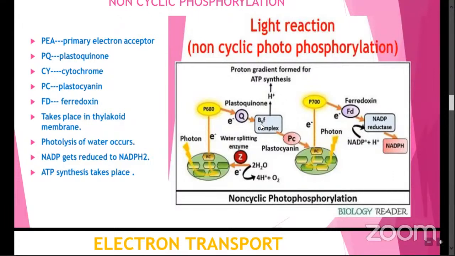But this phosphorylation is located at this complex area only in non-cyclic photophosphorylation. So when these electrons are transferred from a higher level to a lower level, they release energy. That means electrons reach the primary electron acceptor with a high energy gradient, pass through various electron acceptors, and finally reach PS1.